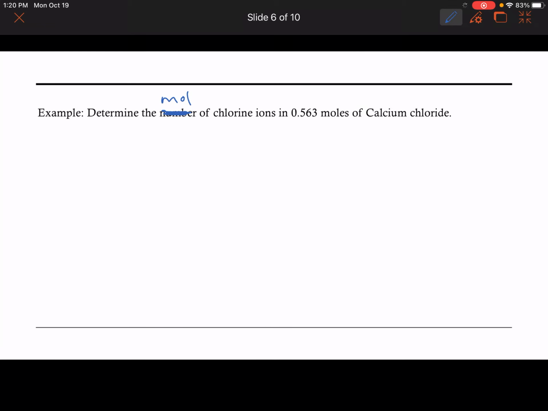Now, one thing to note here, calcium chloride, calcium is 2 positive, chlorine is 1 minus, so the chemical formula is going to be CaCl2. So again, we're setting up our DA here. I'm looking for moles of Cl minus. So the chlorine ions is Cl minus equals, what do I know? I know that I have 0.563 moles of calcium chloride.